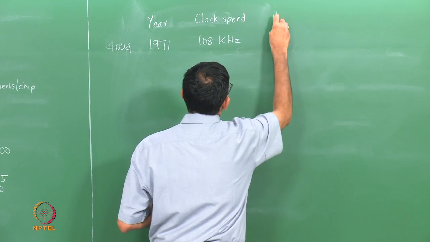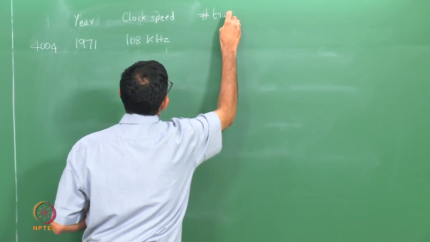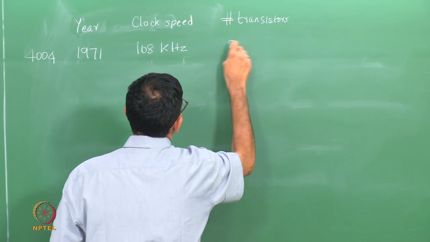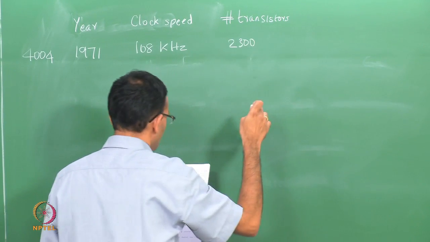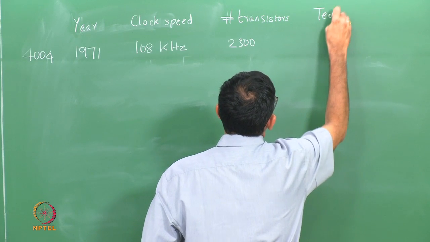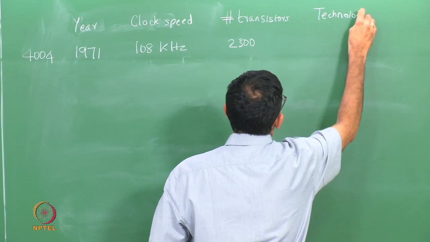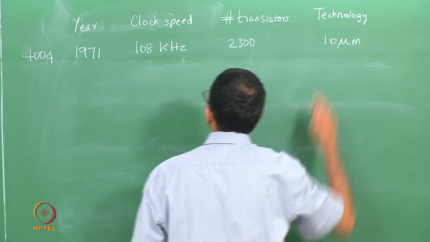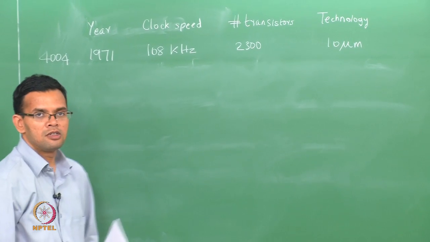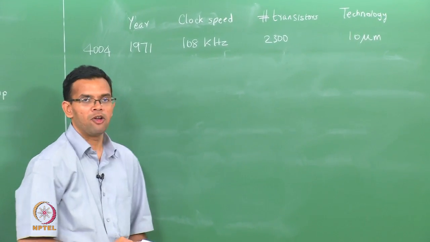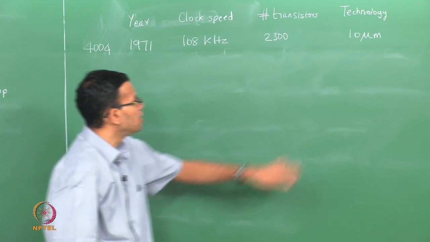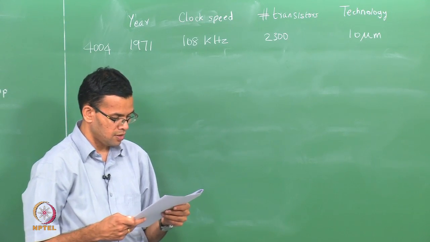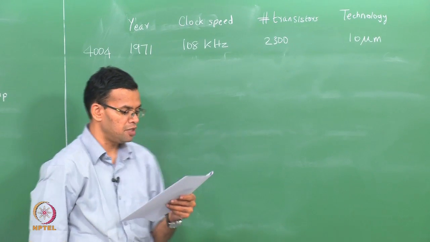The number of transistors is 2300. And the technology is called 10 micrometer technology. So, 10 micrometers refers to the feature size. That may not be the exact feature size, but it gives you an order of magnitude of the size of the components. So, let us jump close to 10 years.